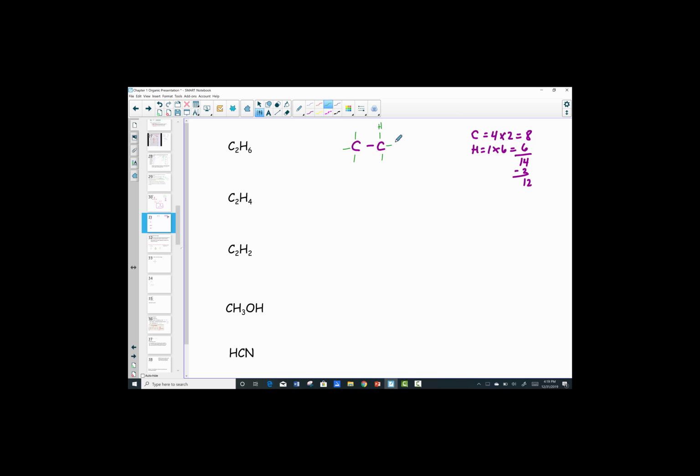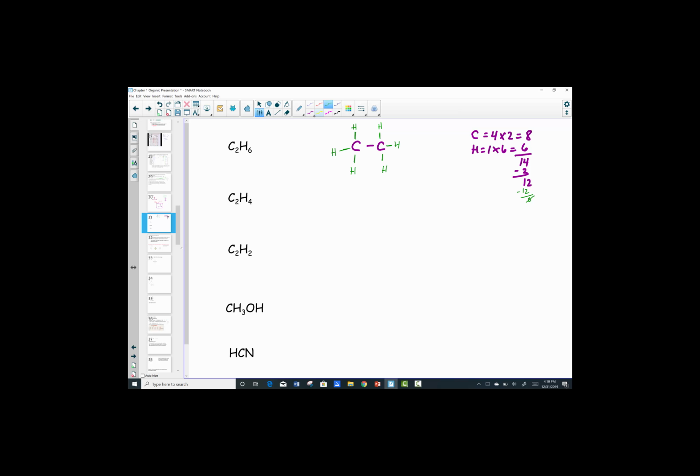And when we do so, those 6 hydrogens give each carbon the 4 bonds it requires. And in doing so, we used up 2, 4, 6, 8, 10, 12 electrons. We're all done. We've made a structure in which each carbon has the required 4 bonds.